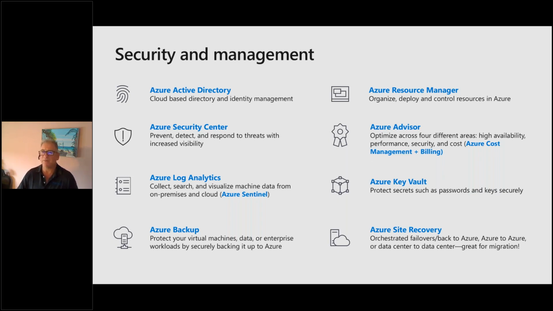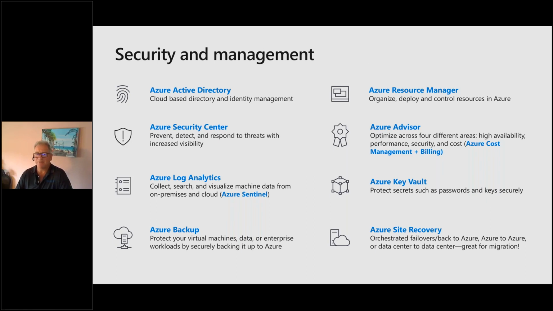With Key Vault, you can store passwords, encryption keys, and everything, and then reference them within Azure. And then one thing we don't always think about with security, with that bottom row of Azure Backup and Azure Site Recovery, these are really critical to any organization. You really need to back up and protect your data.